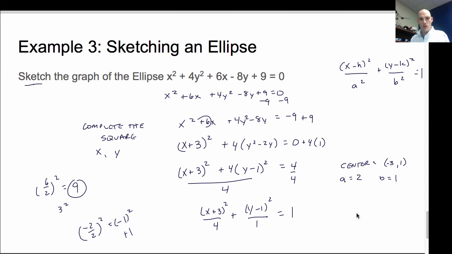And so if I go ahead and sketch this, what that's going to give me is a center at negative 3, comma 1. So here's my center. And my major axis, so it's fatter this way, is going to be 2 units to the right and 2 units to the left. My minor axis is going to be 1 unit up and 1 unit down. Darn, I missed. There we go. And that's what it's going to look like.